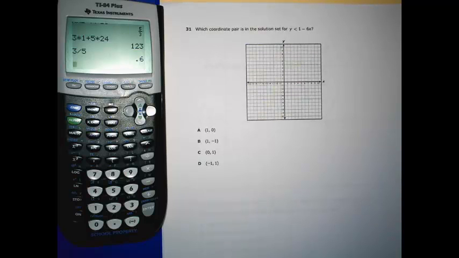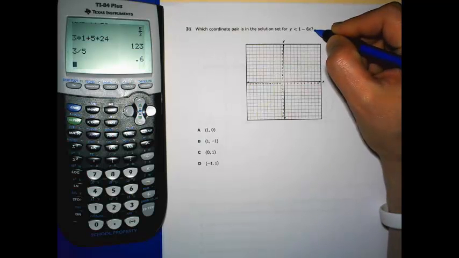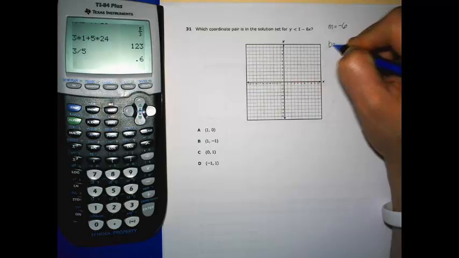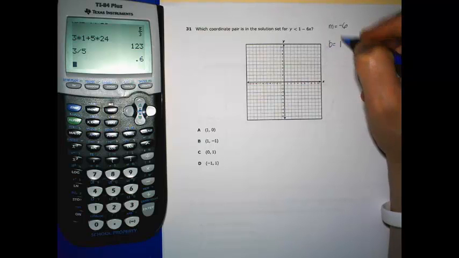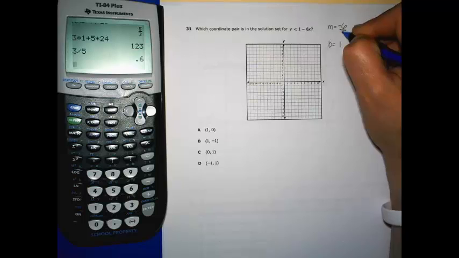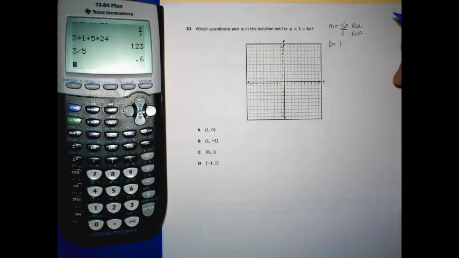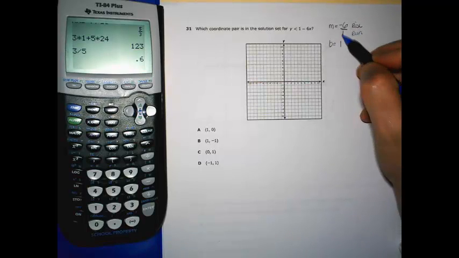Problem 31 says, which coordinate pair is in the solution set for y less than 1 minus 6x? Okay, so basically the first thing I would do is try to graph this line. First, make sure you identify your m, which would be negative 6, which is your slope, and your b, which is 1. Remember, with slope, you always want to make it into a fraction by putting a 1 underneath. And remember, this is the rise, and this is your run. Alright, so let's check how we're going to graph this.